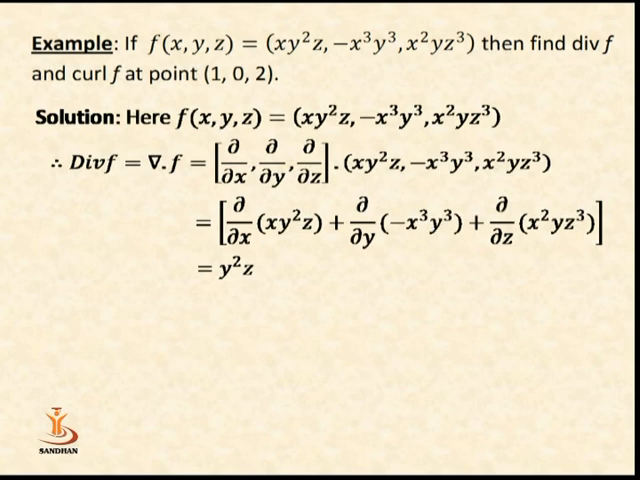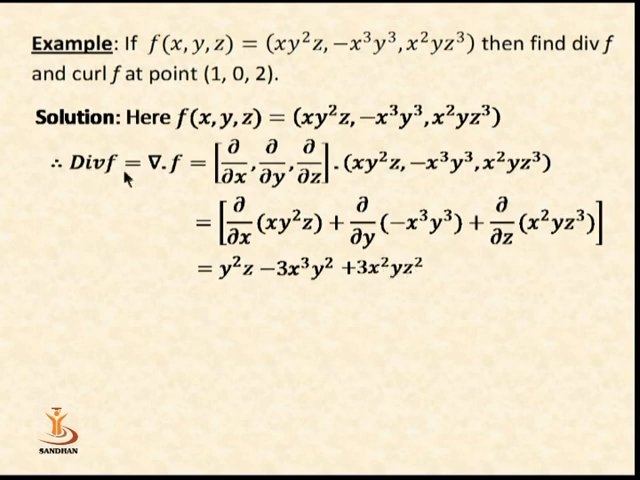Thus we get the differentiation with respect to y of minus x cube y cube is equal to minus 3x cube y square. Similarly, we differentiate this function with respect to z. This time we keep x and y constant. Thus we have to differentiate z cube, and we get 3z square. Thus we get 3x square y, x and y are constant, and z square.